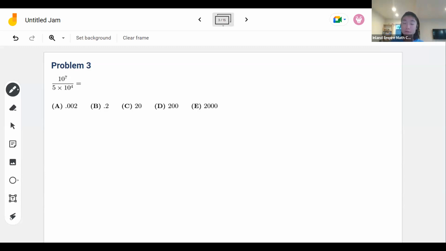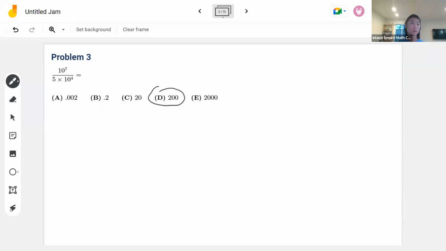All right, so it's been around 2 minutes. If you could share your answers with me in the chat. So far, I've gotten 2 answers. Alrighty, so the correct answer to this problem was D, 200. Not quite for some of you, and we're going to take a look at how we get to this answer.